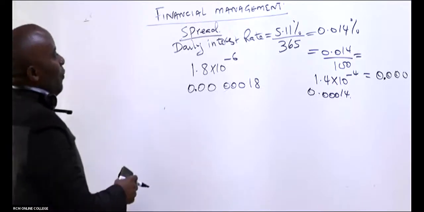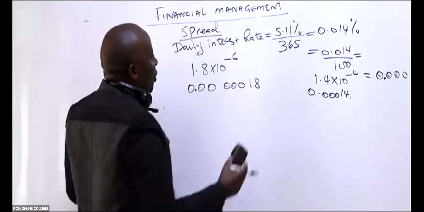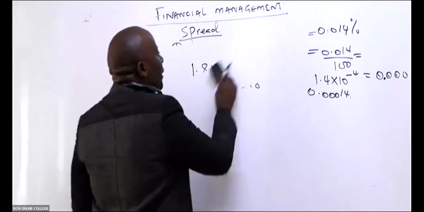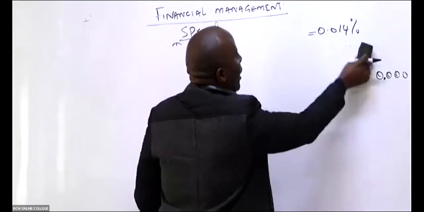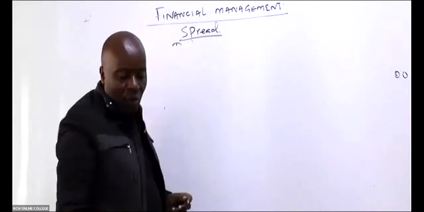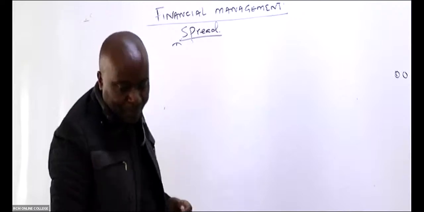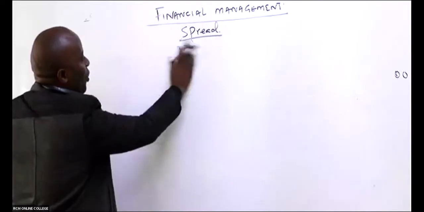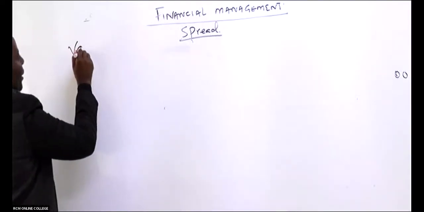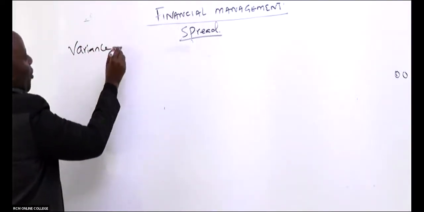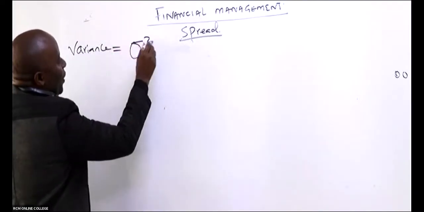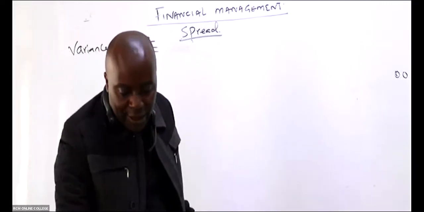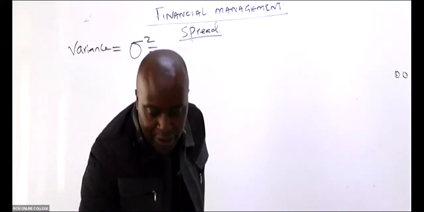So the first thing for you to be able to get the spread, you need the daily interest rate. Then from there, the next thing is you give us what we call the variance. So how do we get variance? It is standard deviation squared. So has this examiner given us any standard deviation there? Oh yes, he has given us.